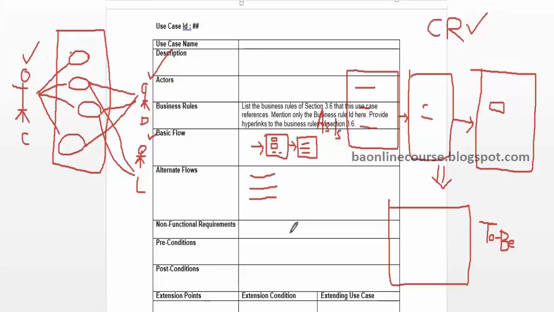You list them down. Then any non-functional requirement specific to this. Generally it won't be specific to a particular use case, but in case something is there, you'll capture that. I'll talk about the non-functional requirements later in the document. So for now, let's hold on to that.